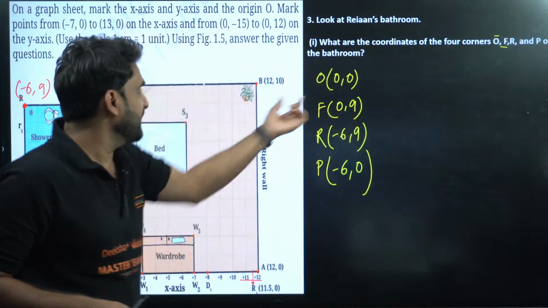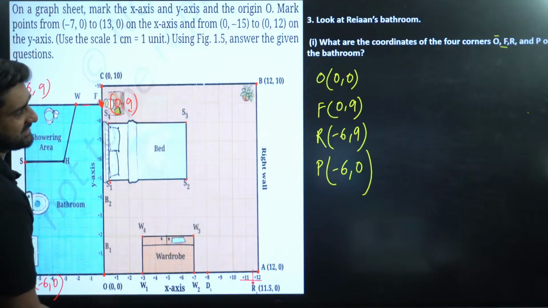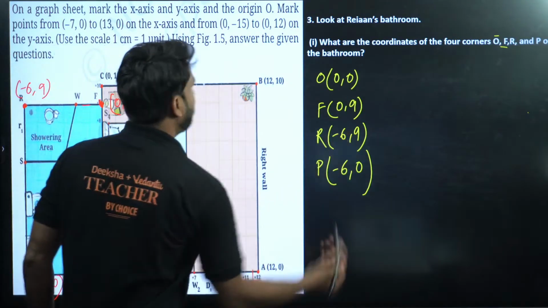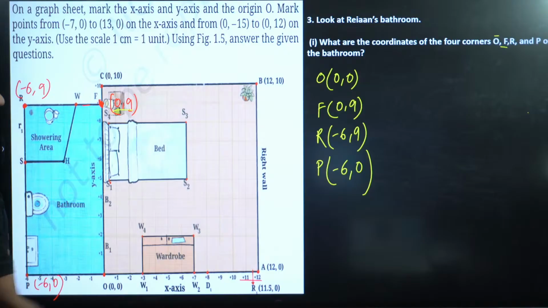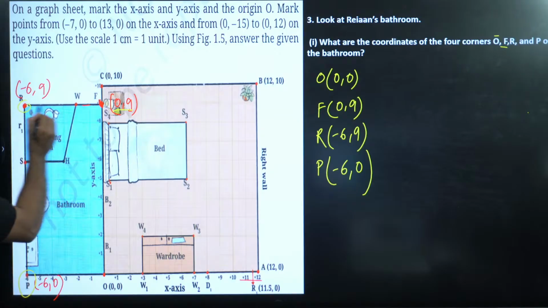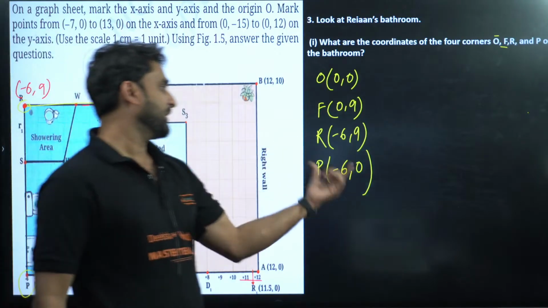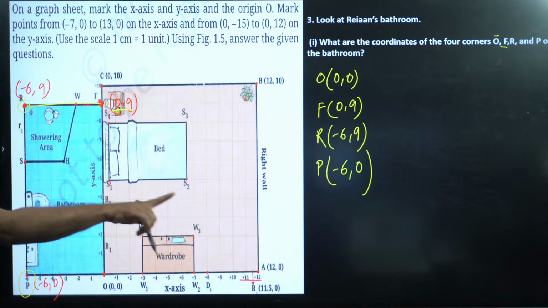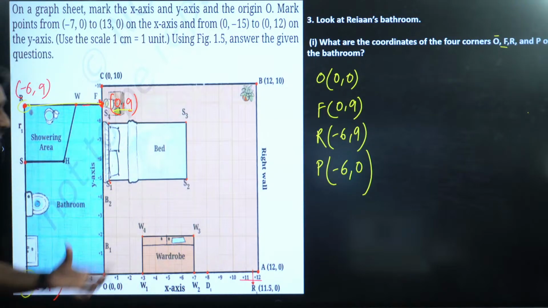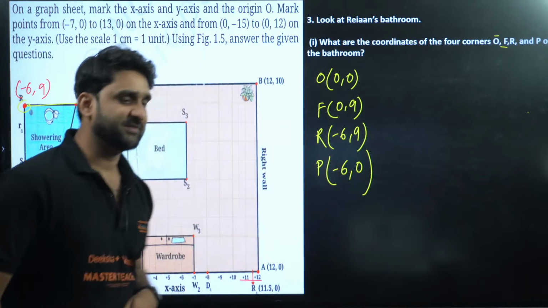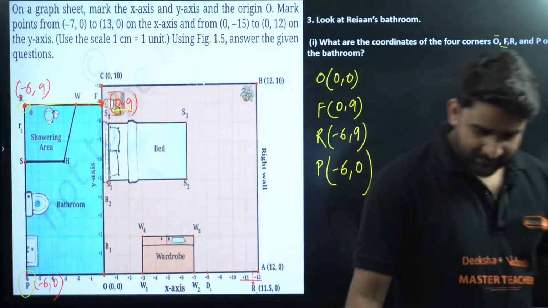The O coordinate is basically, O means origin, which has x coordinate 0, y coordinate 0. F coordinate here is 0, 9. R coordinate is -6, 9. Always make sure, R has x coordinate -6 and y coordinate 9. And the point P is on the x-axis, so the y coordinate will become 0, so -6, 0. This is the answer. Yes, clear?